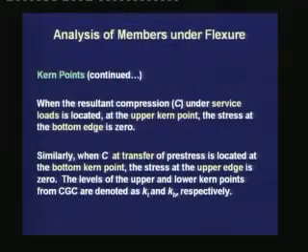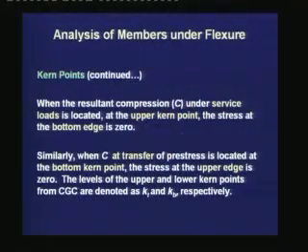Hence, to calculate the Kern zone, we need to find out the Kern levels, or these are also called the Kern points. When the resultant compression C under service load is located at the upper Kern point, the stress at the bottom edge is zero. Then how do we define the Kern points, or how do we calculate the Kern points? The condition is that when the resultant compression in the concrete C occurs at the upper Kern point under service loads, then the bottom edge will have a zero stress. This is the condition of the upper Kern point.